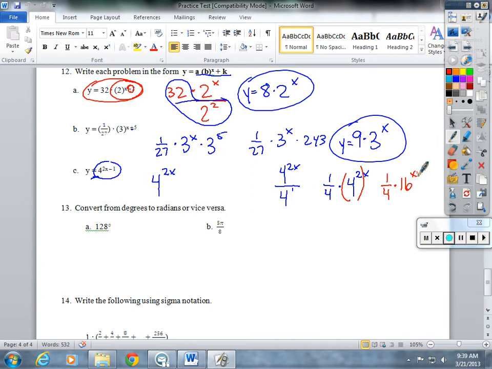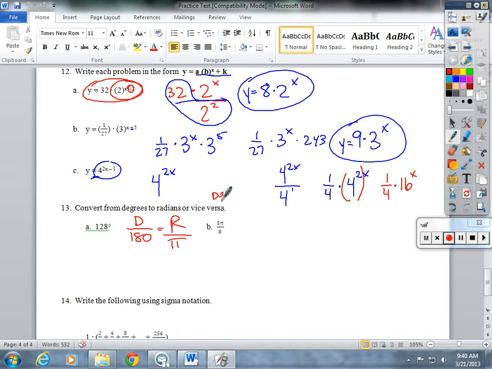Convert from degrees to radians or vice versa. Again, the proportion I would like you to use is d over 180 equals r over pi. Okay, Mr. Warner, it would help if I gave you the right one. All right, so r over pi. And you plug in what you know.